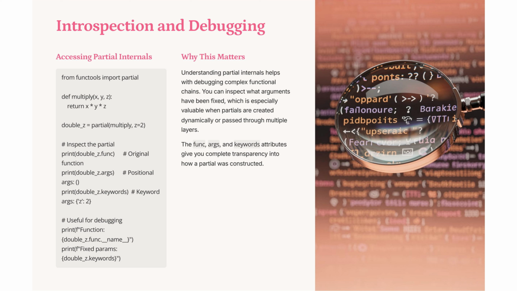Introspection and debugging of partial functions are crucial for understanding complex functional chains. By inspecting attributes like func, args, and keywords, you gain transparency into the construction of partials. This is invaluable for debugging, especially when partials are dynamically created or passed through multiple layers, ensuring clarity and efficiency in your code.